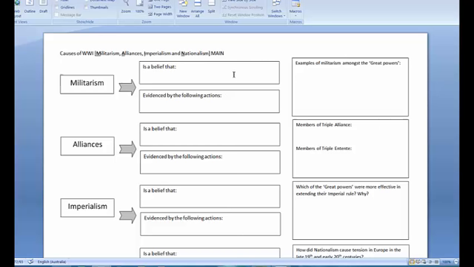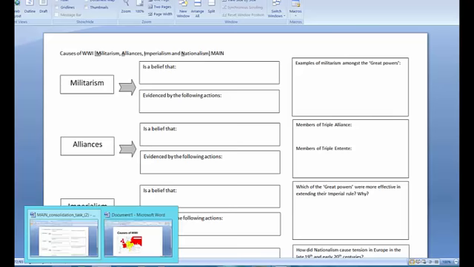Okay, so if we go back quickly before I start the video and just remind ourselves that militarism is building up armed forces and getting ready for war. So if militarism is one of the long-term causes of World War One, we might say it was a belief that you needed to build up your armed forces, not just to attack other people, but to defend yourself against possible threats. So let's have a look at that video now.